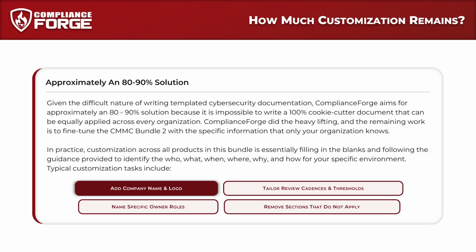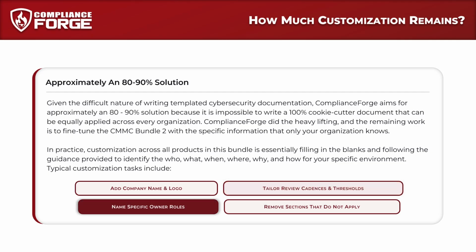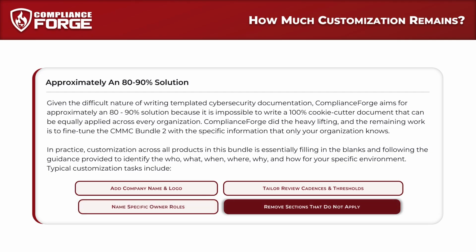In practice, customization across all products is essentially filling in the blanks. Adding your company name and logo, which is applied automatically to every document in the bundle. Tailoring parameters such as review cadences and thresholds. Naming specific owner roles. And removing sections that do not apply to your organization.